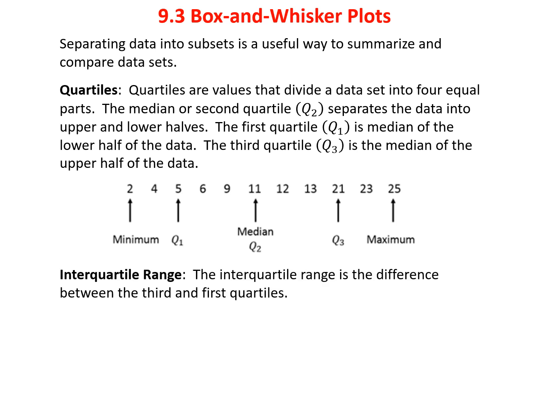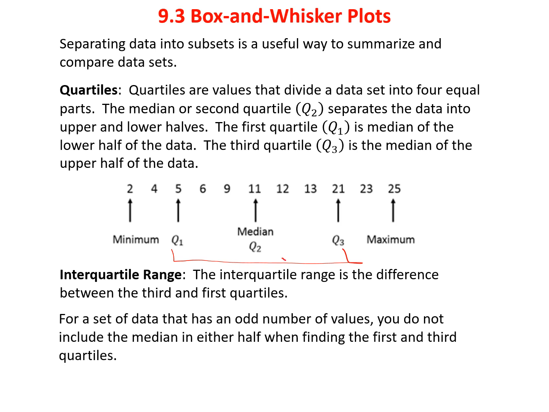Interquartile range then is the difference between the third and the first quartile. In this case up here, between this one and this one, you subtract that. That's your interquartile range. For a set of data that has an odd number of values, you do not include the median in either half when finding the first and third quartiles. And we'll explain that in a minute.